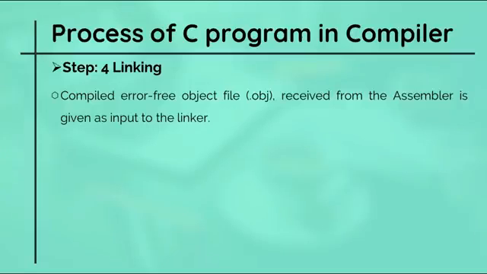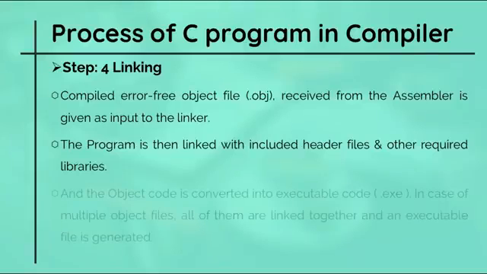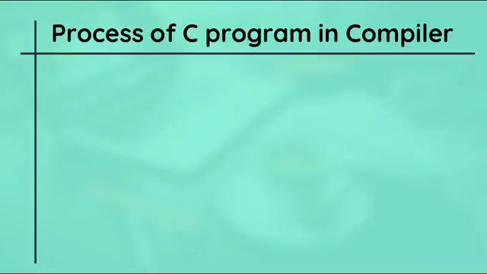Step 4 is linking. The compiled error-free object file that is received from the assembler is given as an input to the linker. The program is then linked with the included header files and other required libraries. And the object code is converted into the executable code, that is .exe. In case of multiple object files, all of them are linked together and an executable file is generated.